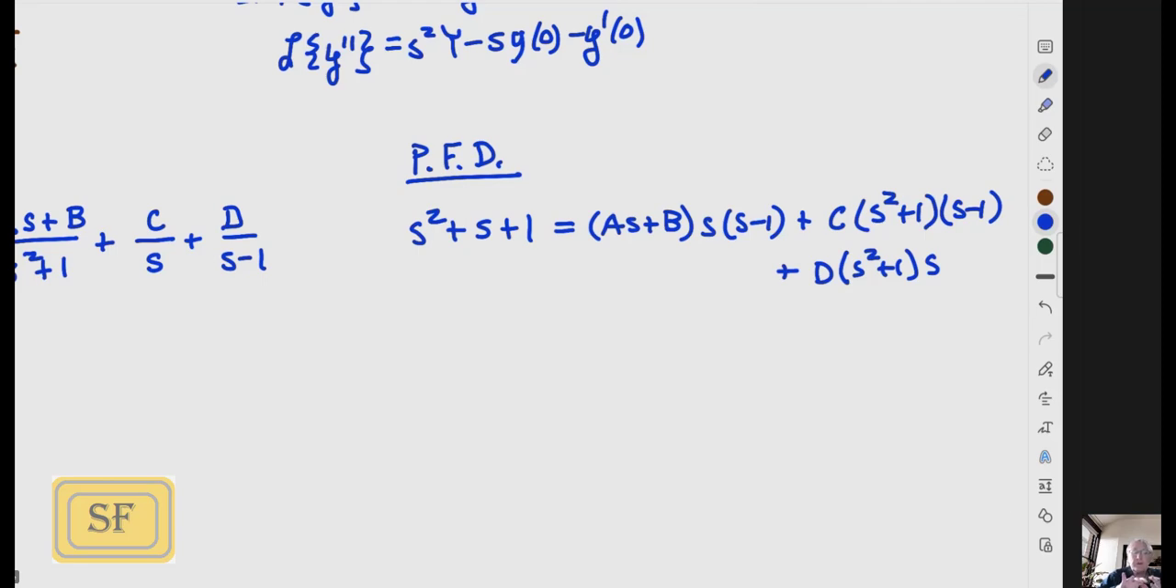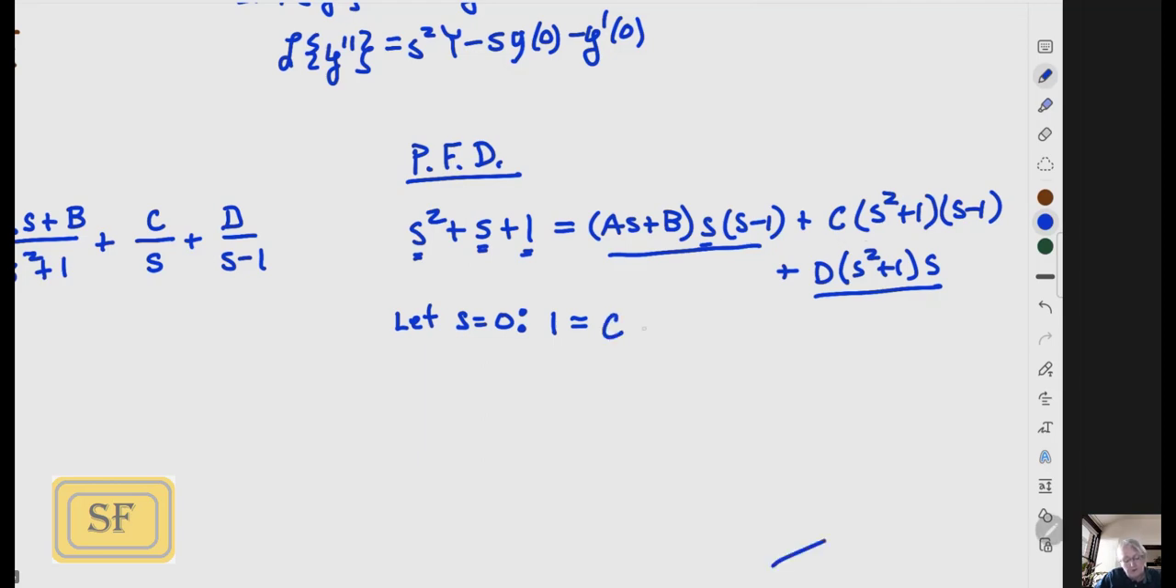And when s is 0, the left side of the equation becomes just 1. You get 0 squared plus 0 plus 1. On the right side, this first term contains a factor of s, which will be 0, so that drops out. Same thing with my d term. It's going to drop out because it has a factor of s, and s is 0. So it's going to leave me with the c term, c times 0 squared plus 1, which is 1, and 0 minus 1 is negative 1. It's going to give me negative c is equal to 1. So I know that c is negative 1.